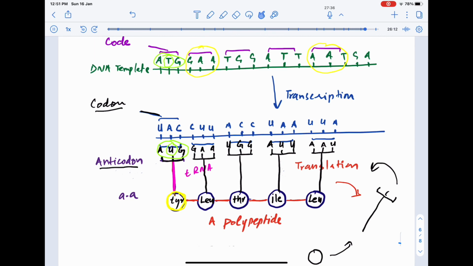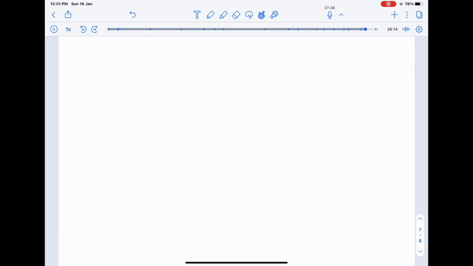Ribosomal RNA is a single-stranded RNA which has been folded, and it is associated with proteins, and it makes a component of the ribosomes. If this is ribosomal RNA, there are proteins associated with it, and this makes a ribosome here.